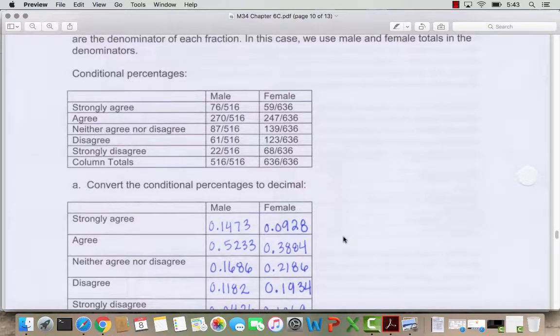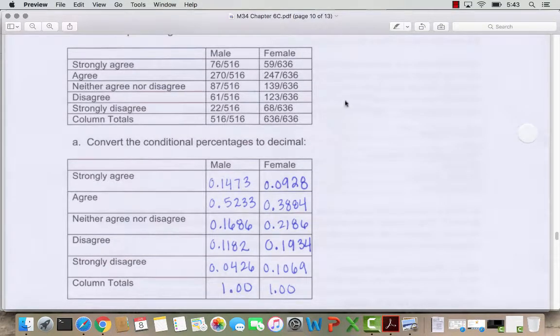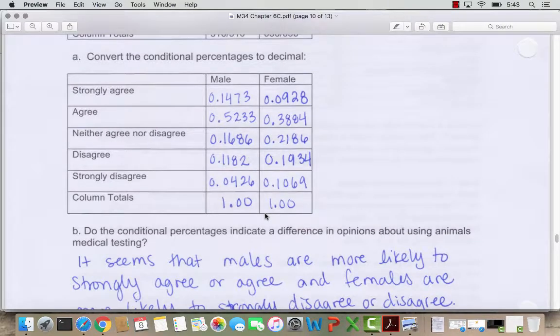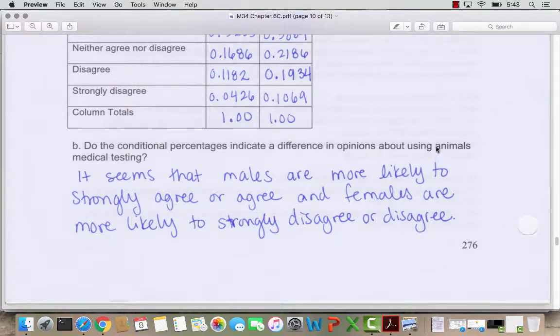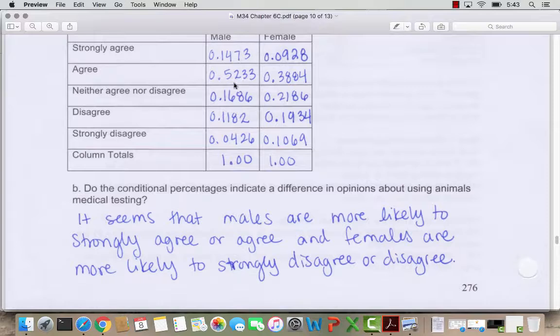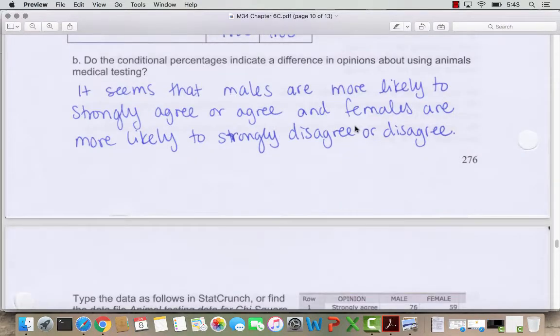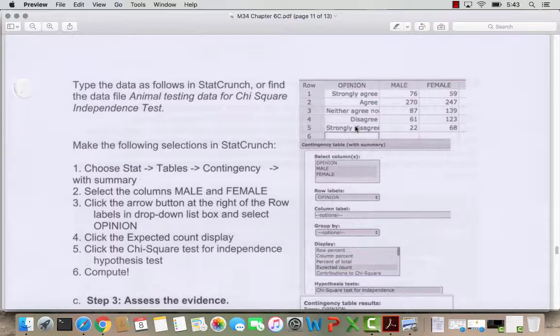I'm going to convert these to decimals just so it's easier to compare. You could certainly leave them as fractions. Check to make sure, give or take rounding, that your column totals are 1 or 100%. So just eyeballing this, does it seem like there's a difference or not? It's a little hard to tell in the table, but it does seem that males are more likely to strongly agree, right? Their percentages up here are much higher. And it does seem like females are more likely to strongly agree or disagree when we compare those back to the male percentages. So it does look like there might be a difference.